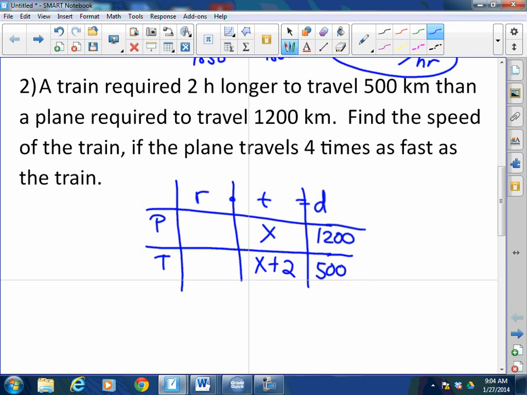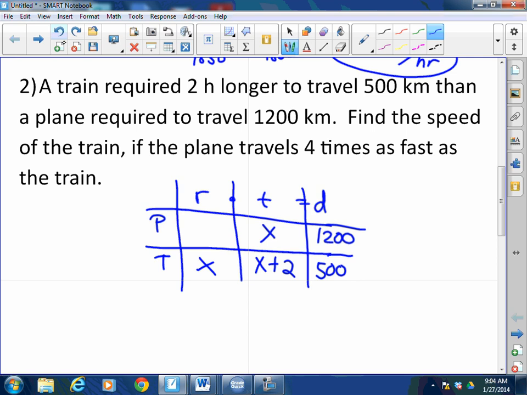Does everyone see that? Now, this is the part that kills it. Find the speed of the train if the plane travels 4 times as fast as the train. Wait a second. We got a problem here. We don't know anything about the train speed, but we know this. Whoa, what's the problem here? Yeah, we have two different x's. We have x's for the rate and we have x's for the time. We can't do that, my friends.